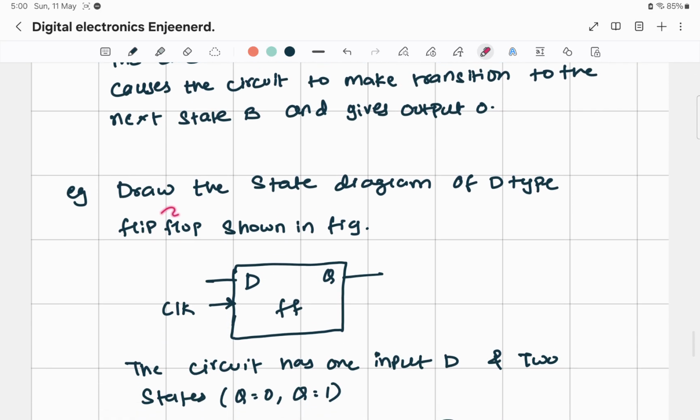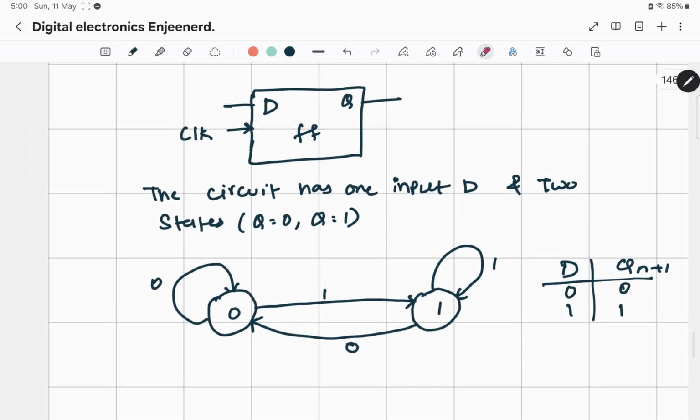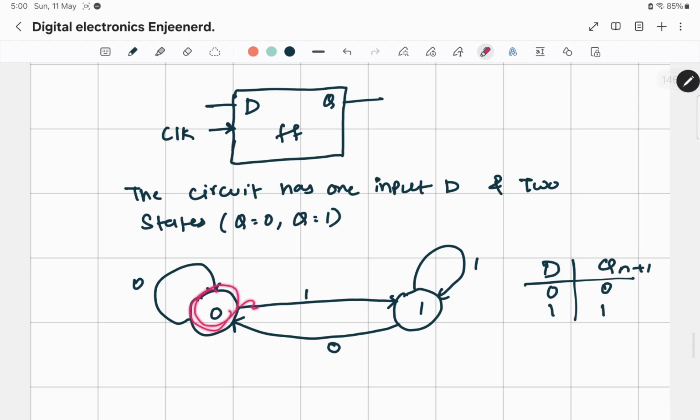For example, I have a question: draw the state diagram of a D type flip-flop. So I have a D flip-flop here. Since this is a flip-flop, it stores only one bit. One bit has two combinations, either 1 or 0. So I'll have two states. My circuit is either in 0 or in 1. Now we have to look at the truth table to do the state diagram.